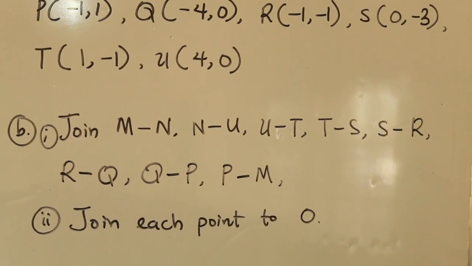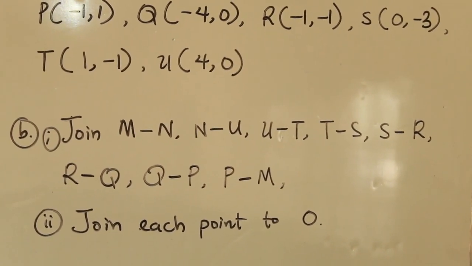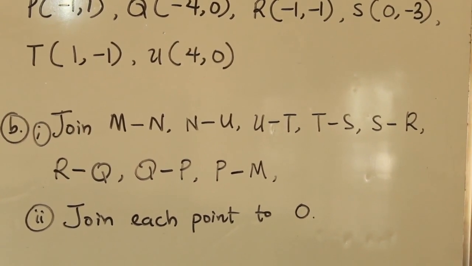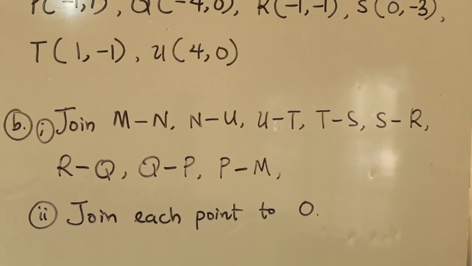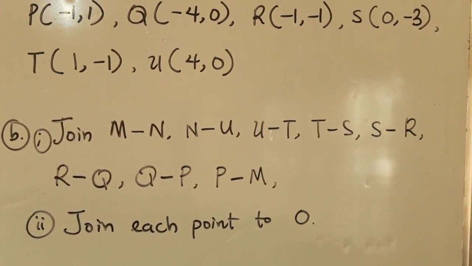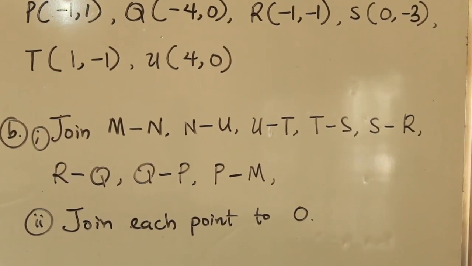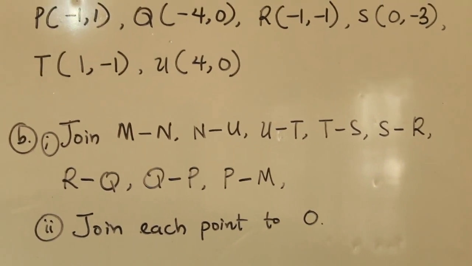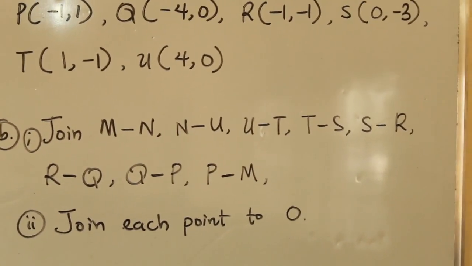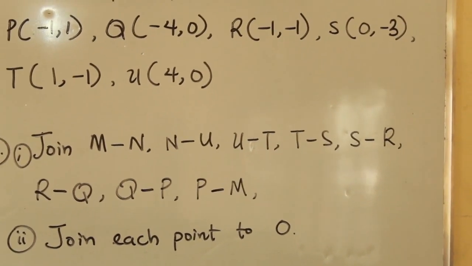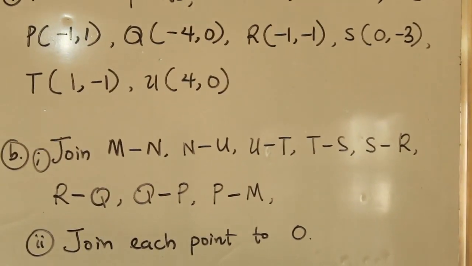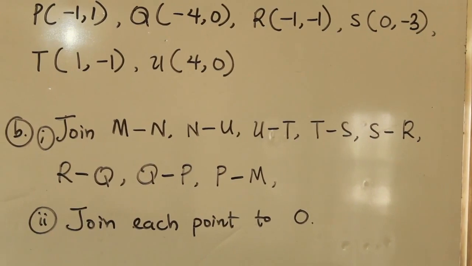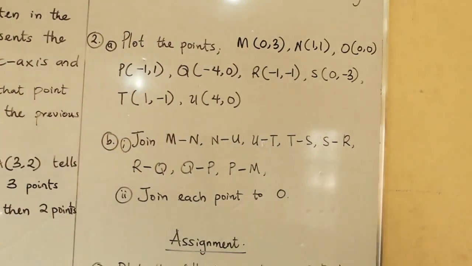U, U to T, T to S, S to R, R to Q, Q to P, and P to M. And then we can join each point to O, that is, joining each point to point O. If you haven't taken these coordinates down, I want you to take them down because we are going to go into practice and see how we can locate these points on the Cartesian plane.